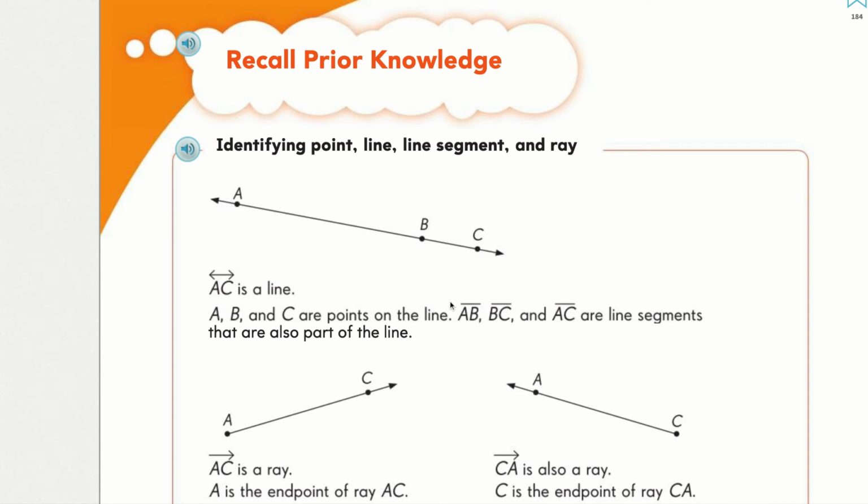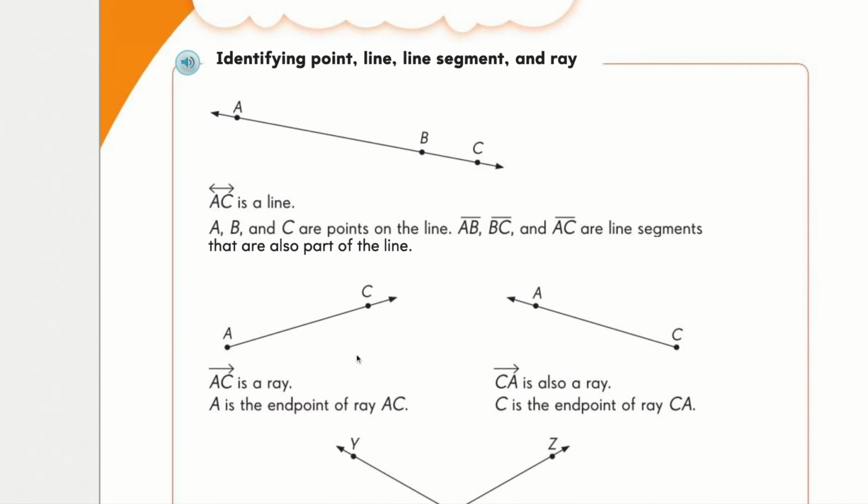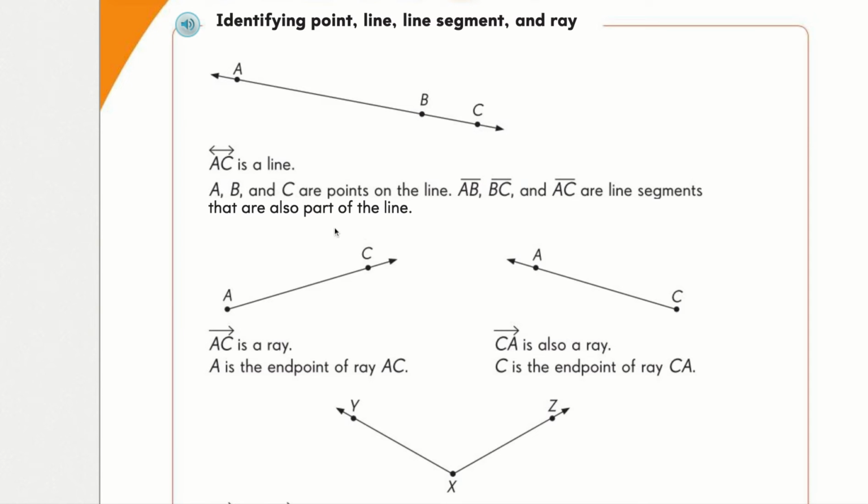segment AB. And this section here from point B to point C is called line segment BC. And we also have line segment AC. These are all line segments that are also part of the line. Now this thing right here is called a ray because it has a point. It starts at a specific point and then it can go on forever in this direction.